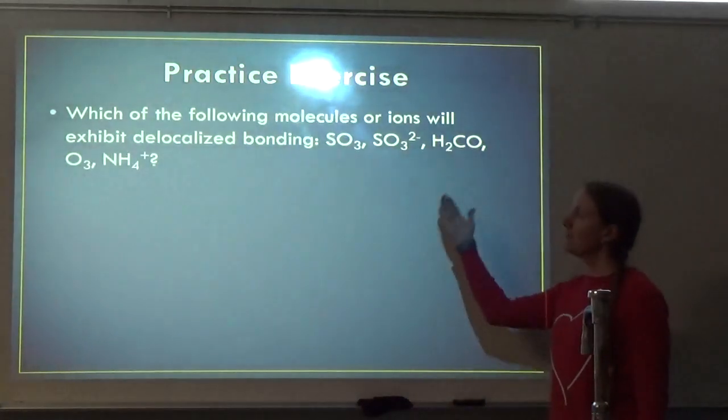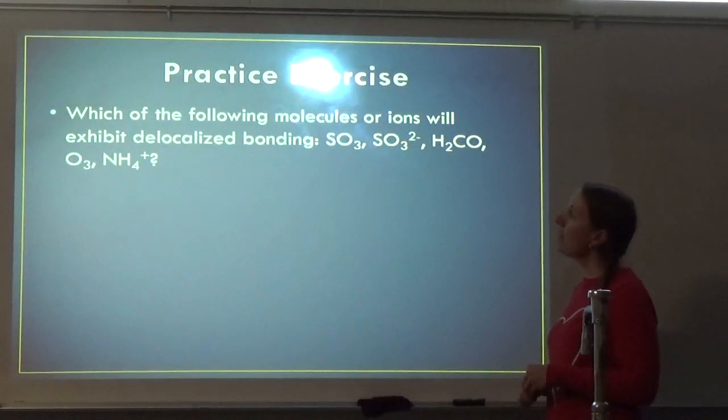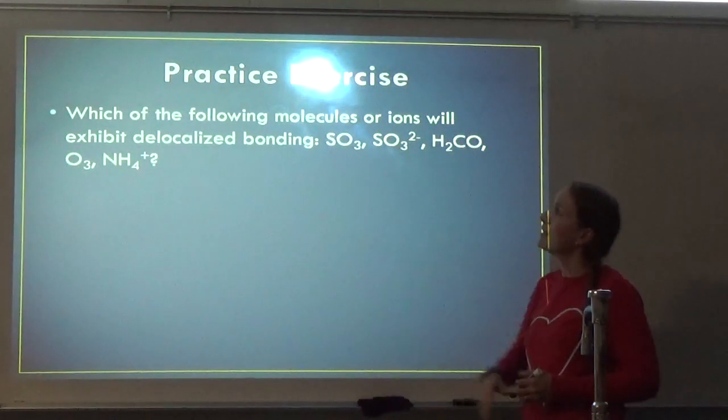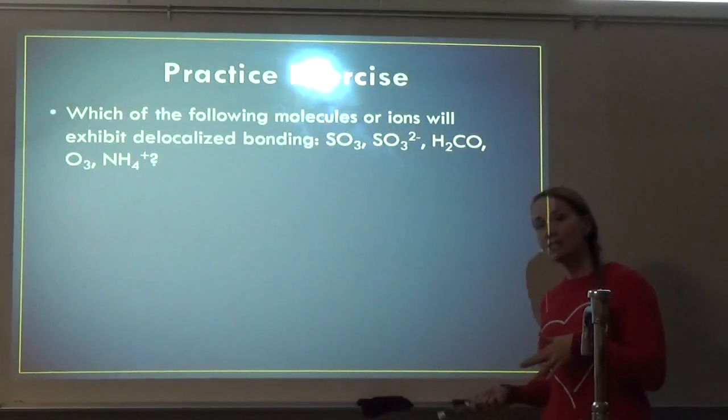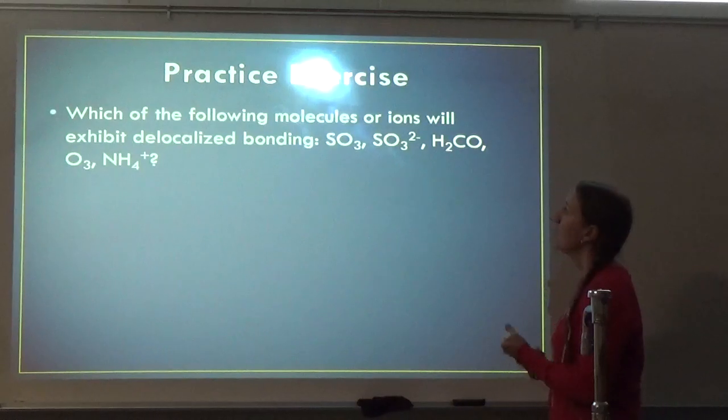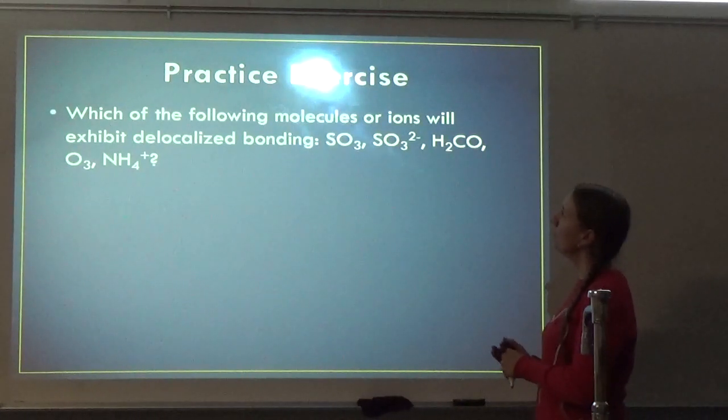All right, so y'all tried this one. It says, which of the following molecules or ions will exhibit delocalized bonding? So all you need to do is figure out resonance, yes or no. If there's resonance, it's delocalized bonding. So we got to draw all 5 of them.